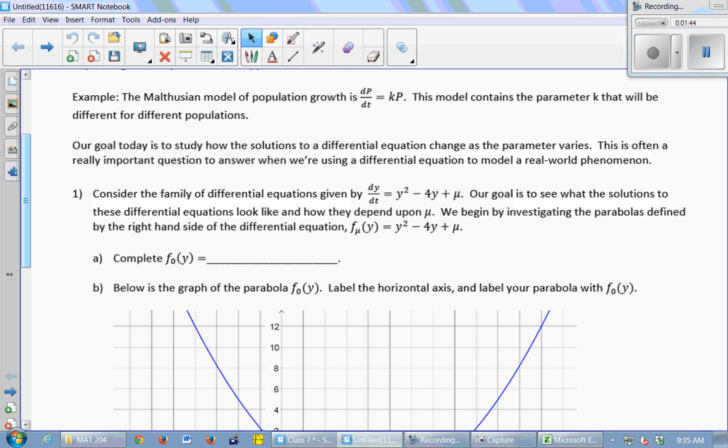So we call it a parameter. It doesn't depend on time, but it varies depending on the situation. Our goal in this class is to study how the solutions to a differential equation change as that parameter changes. It's often a really important question to answer if you're using a differential equation to model a real-world situation.